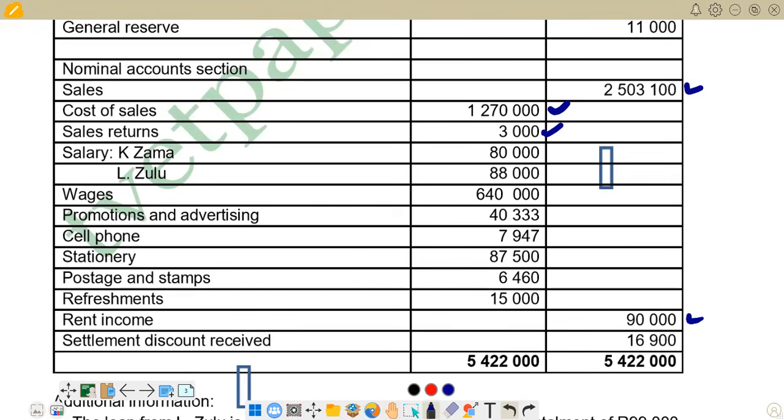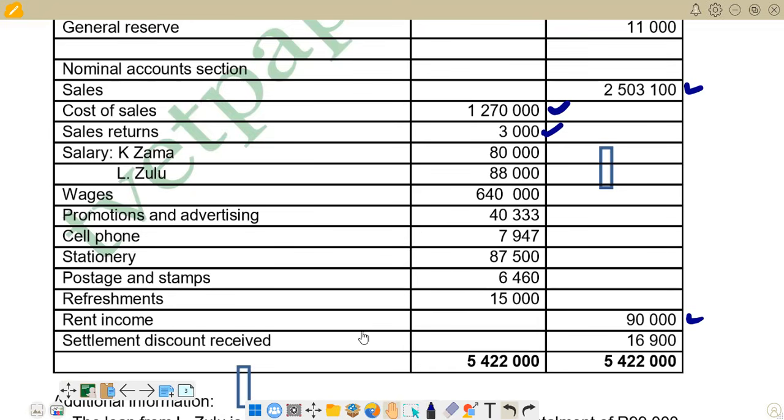We check in the additional information if we've got anything that has to do with incomes. So what you are supposed to do is, when you are dealing with incomes and expenses, you go and check the figure that you are given in the trial balance, but you don't have to take that figure straight away. You go to the additional information and check if there's any adjustment according to that figure. If there's no adjustment, you just take the figure as it is from the trial balance to the statement of profit and loss. But if there are adjustments, you have to first make the adjustments, and then the figure after adjustments is the one that is supposed to be put in the statement of profit and loss.